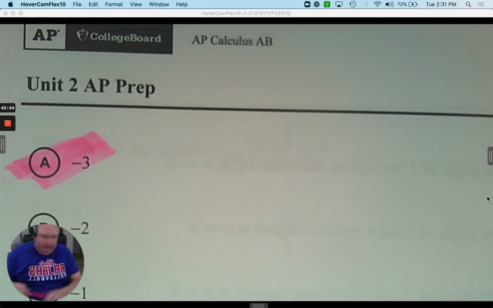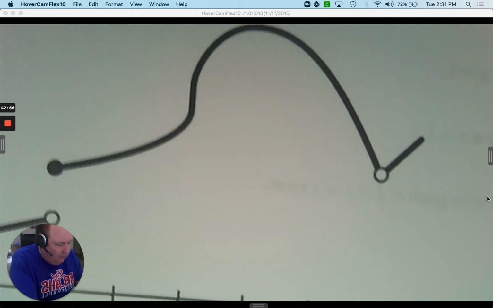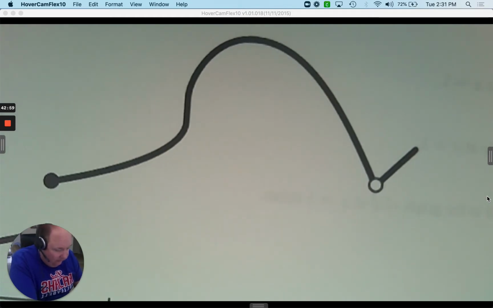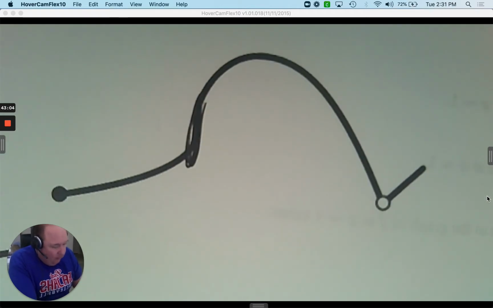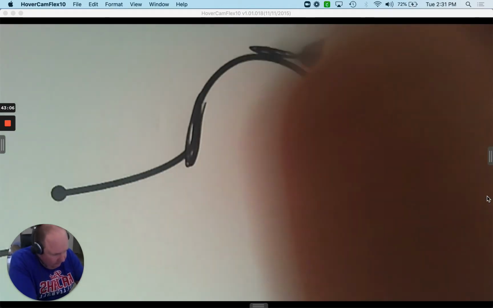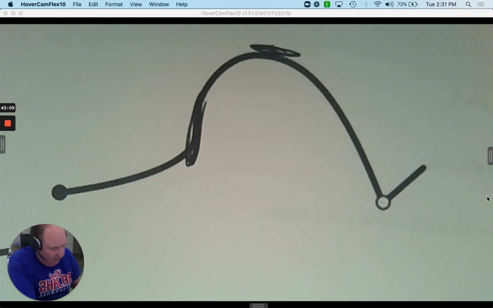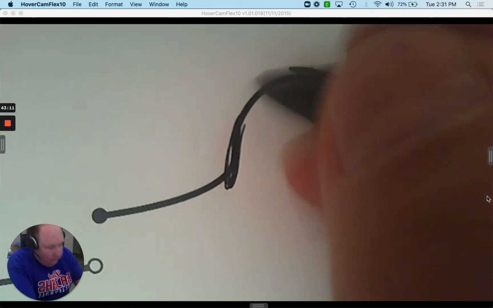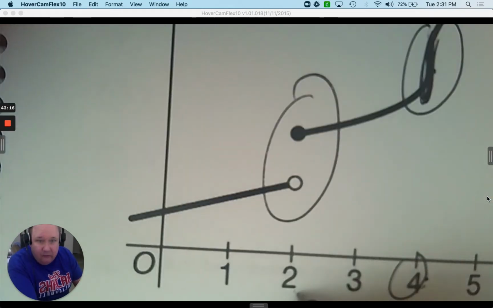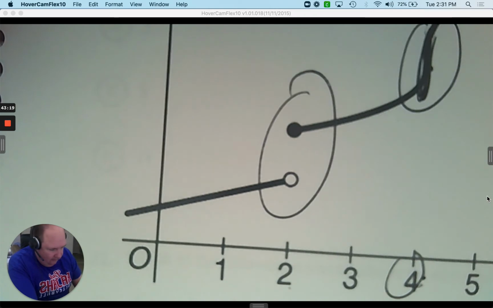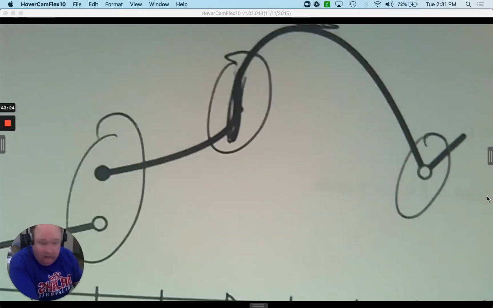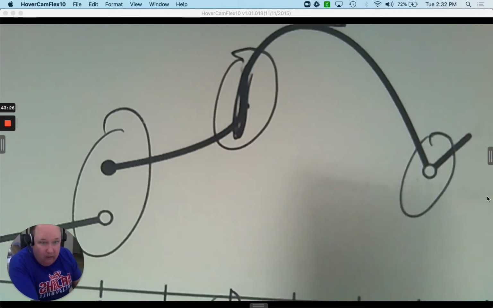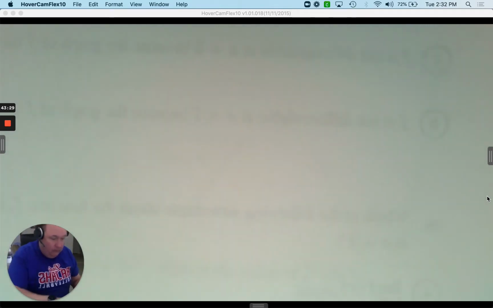Number 27. The figure above shows the graph of a function which has a vertical tangent at 4 and a horizontal tangent at 5. Which of the following statements is false? So there is no derivative at 4, and there's no derivative at 2 because it's not continuous, and there's no derivative at 7 because it's not continuous. So 2, 4, and 7, no derivative. Everywhere else there's a derivative.